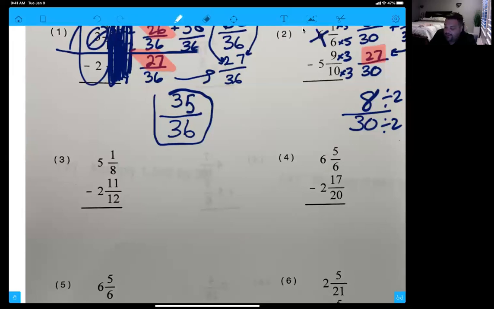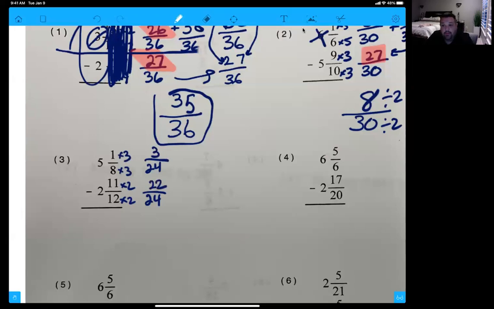8 and 12, we need to find the common denominator. 8 does not go into 12. So now we need to double the 12. 12 plus 12 is 24. 8 does go into 24, so our common denominator would be 24. This is times 2, times 2. This would be times 3, times 3. That would give us a 3 on top. It would give us a 22 down here.